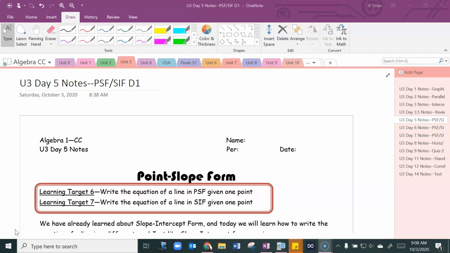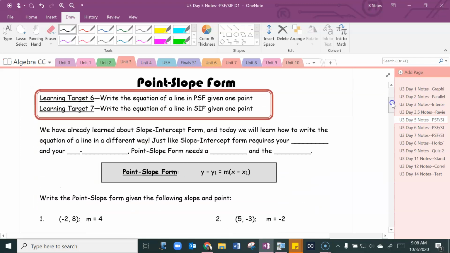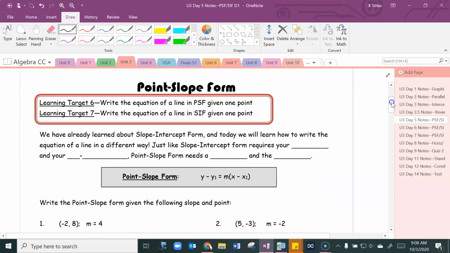Hello, Algebra 1. Today we are talking about point-slope form, which is a new method other than slope-intercept form that we will be writing equations in. So again, we've already learned about slope-intercept form, and today we will learn how to write the equation of a line in a different way.